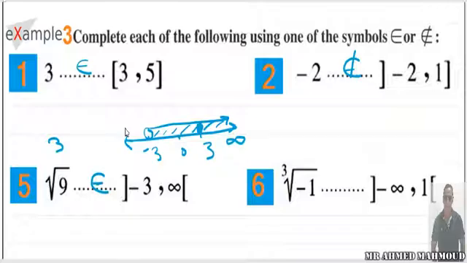Here we have the cubic root of negative 1, which is negative 1. In this one we have from negative infinity to 1 opened. It's clear that negative 1 is included inside this interval. Then negative 1 belongs to this interval.